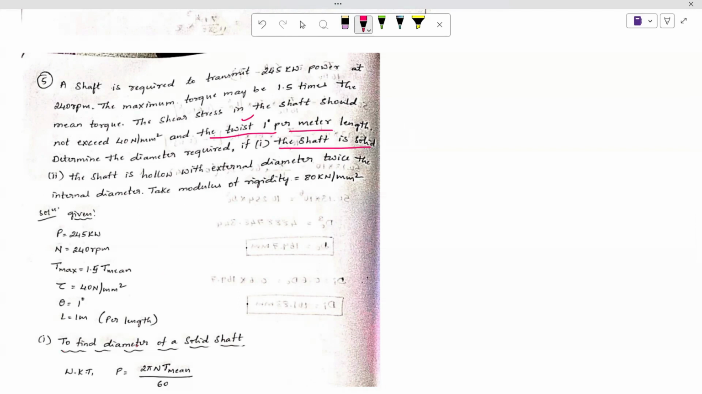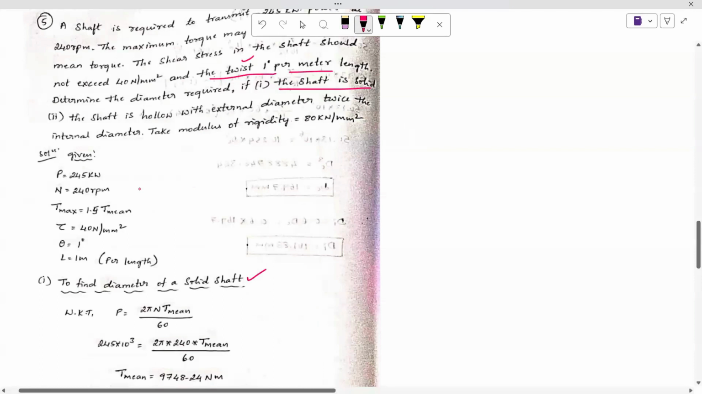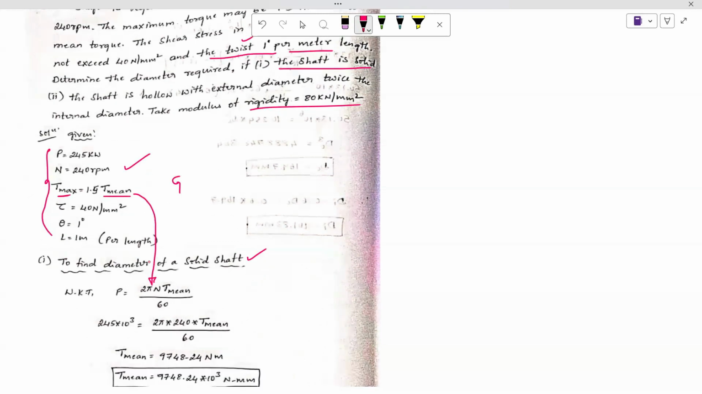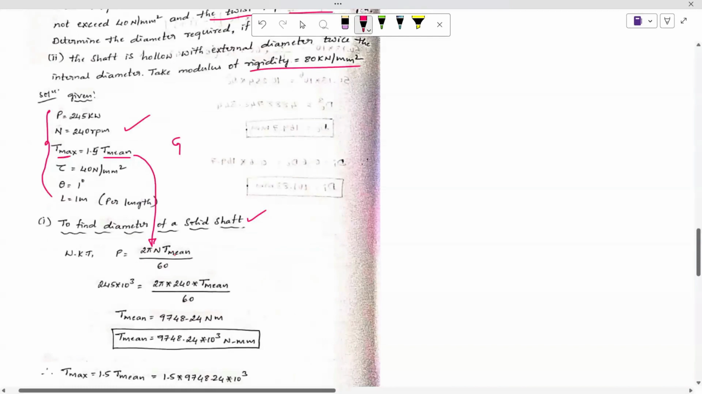The first condition is to find the diameter of a solid shaft. Based on these data, along with the modulus of rigidity, D naught is equal to 2 times DI, but that is for the hollow shaft. Leave it, we will consider it in later stages. For now, you need to use these data along with the G value. But before this, you need to find the maximum torque. For that, you need to find the mean torque using this equation: P is equal to 2 pi N T divided by 60, where T is the T mean.